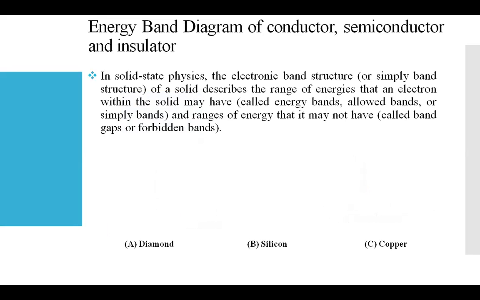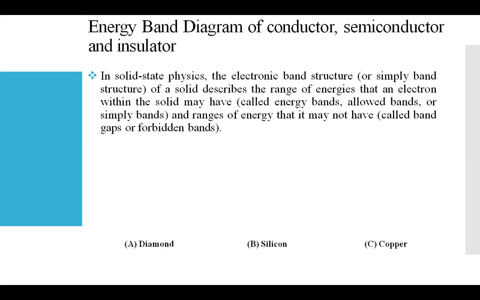First of all, you can see the statement given here: in solid state physics, the electronic band structure, or simply the band structure of a solid, describes the range of energy that an electron within the solid may have. That means, in terms of electron energy, there is an allowable band, or simply band. The ranges of energy that electrons cannot have are the band gap, or forbidden gap, or forbidden band.